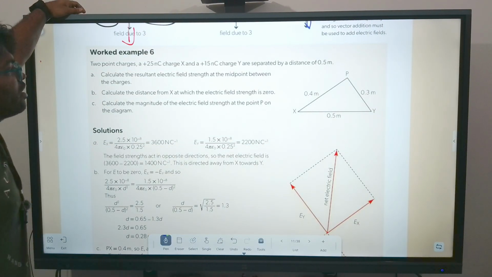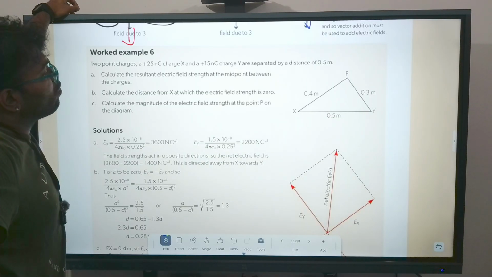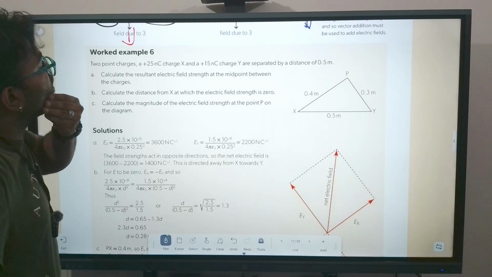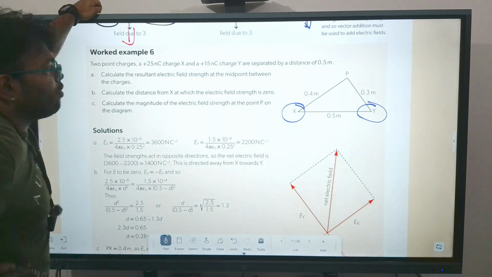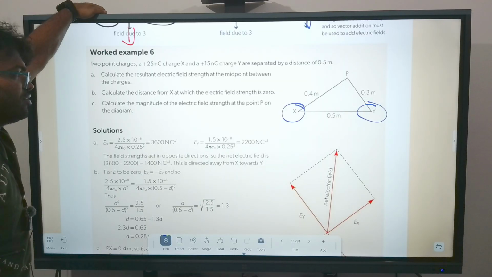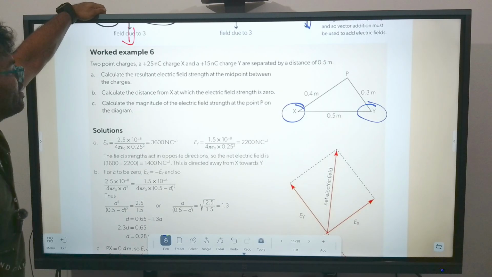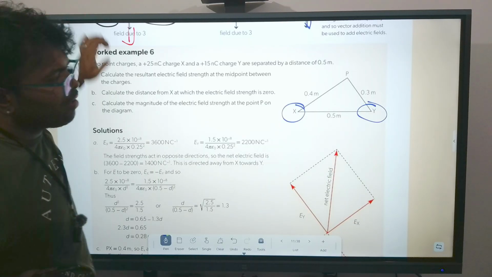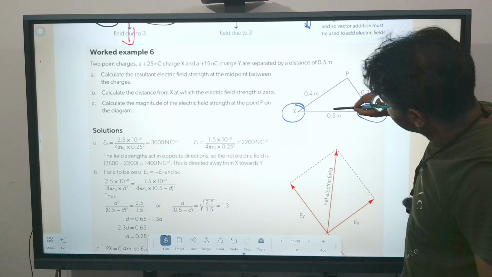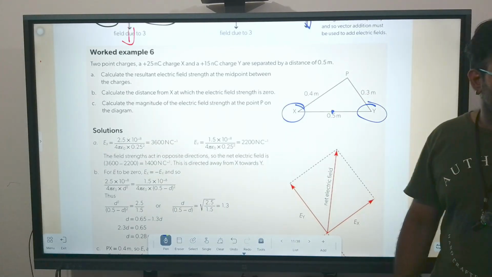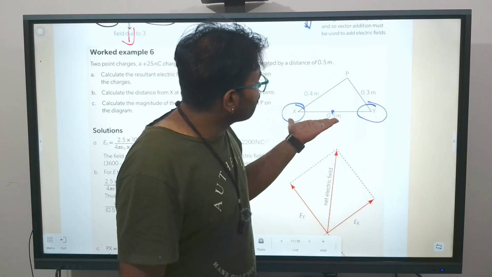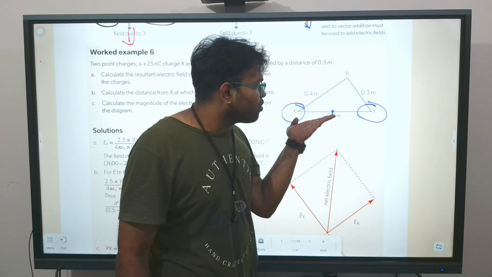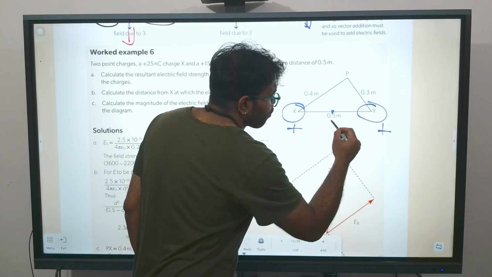Now, two point charges: plus 25 nanocoulomb charge X and plus 25 nanocoulomb charge Y. These two are the two plus 25 nanocoulombs. They are separated by a distance of 5 meters. Calculate the resultant electric field strength at the midpoint between these two charges. This is the point they are asking us to find, the midpoint. Now think about this, Akshay. If we consider the test charge to be positive, this is positive, this is positive, this is positive. I'll write it down. Positive, positive, positive.